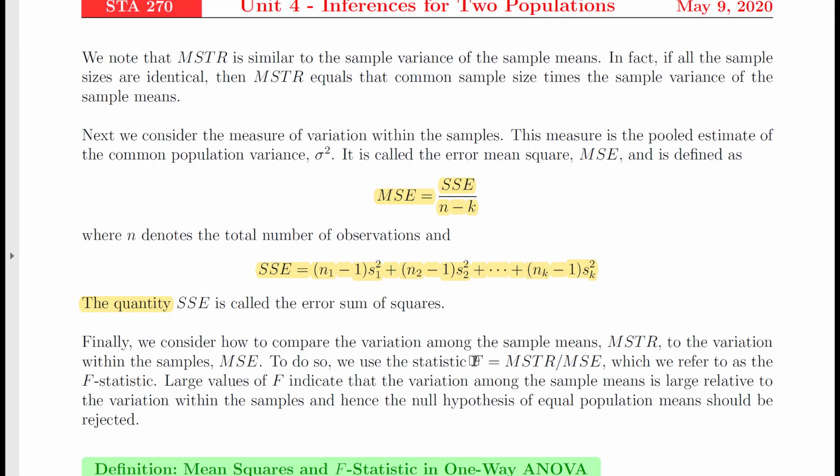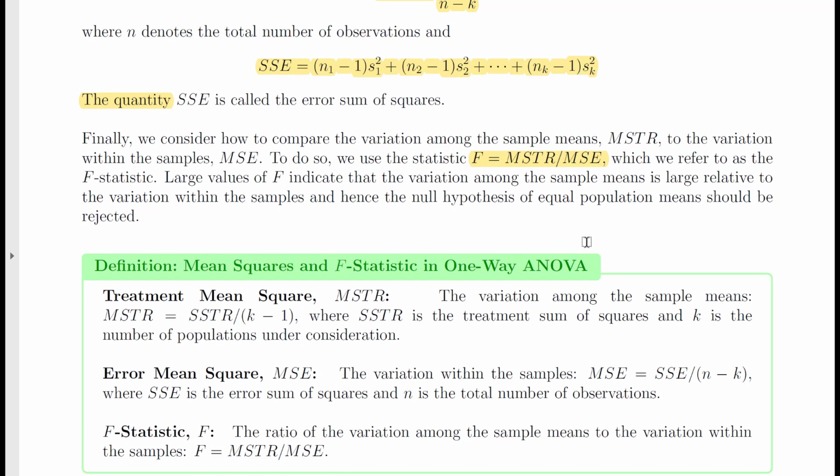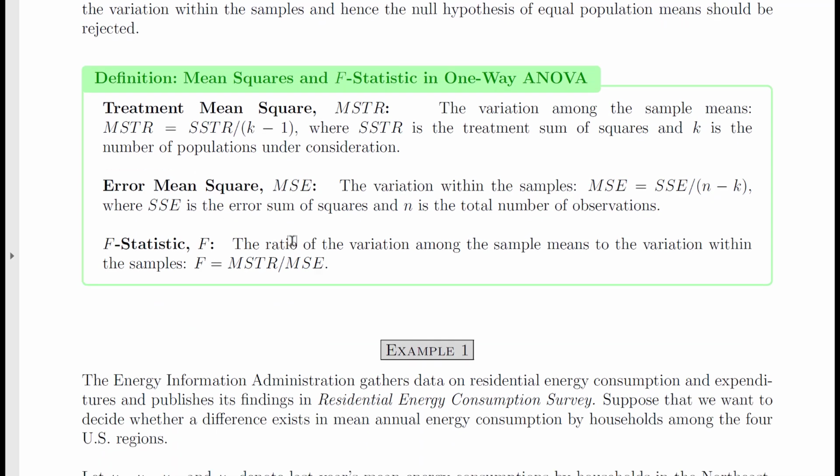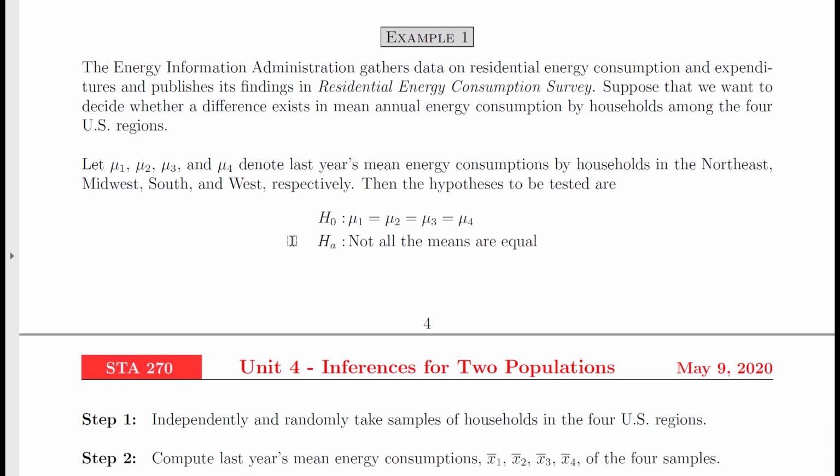And then finally, we would come up with the value for our F statistic, which is the MSTR divided by MSE. And this green box just abbreviates or condenses all that information into one little location for you to look at. But it's probably easier to put this into practice to try to understand it.